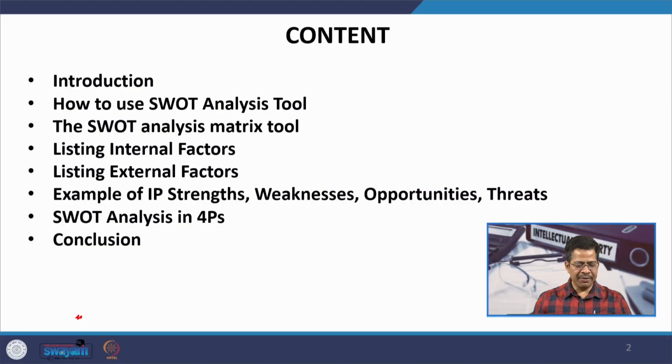Now, first we will understand how SWOT is applicable to our IP portfolio. What is the meaning of strength of IP portfolio? What is the meaning of weakness of IP portfolio? What is the meaning of opportunities in IP portfolio? And what is the meaning of threats in IP portfolio? And then we will see what are the various factors which are affecting the SWOT of your IP portfolio, and what type of analysis you can do in case of IP portfolio using this SWOT analysis. So, that is the content of this particular session.